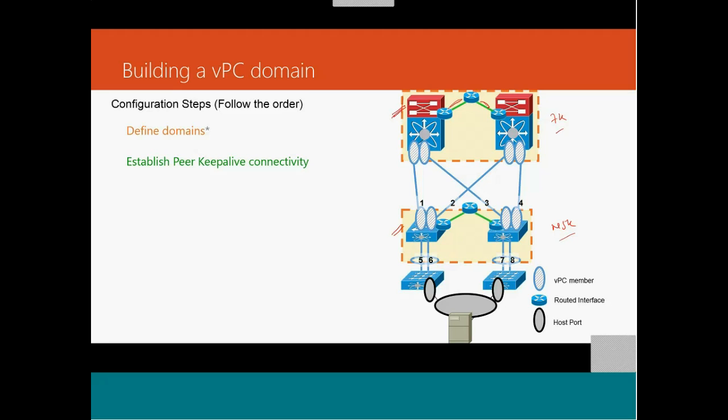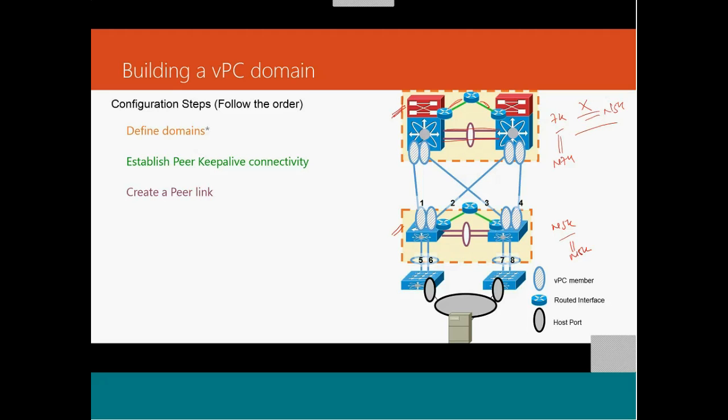All right. So second step is to establish the peer Keepalive connectivity. The third link is we form the port channel that is called the peer link. So that is between the Nexus 7K and the 7K. Understand one thing. It's not like you can create a VPC peer between an N7K and an N5K. That is not possible, right? It has to be between an N7K and an N7K, N5K and an N5K.